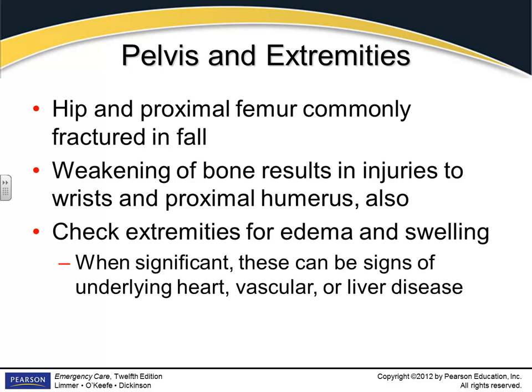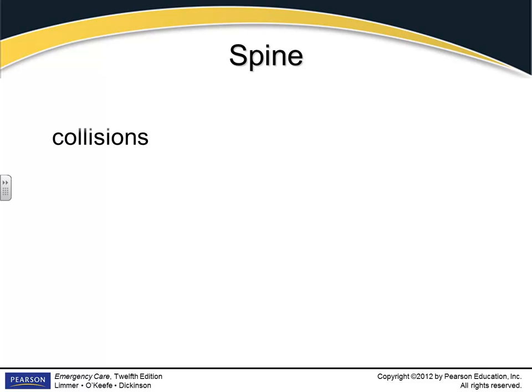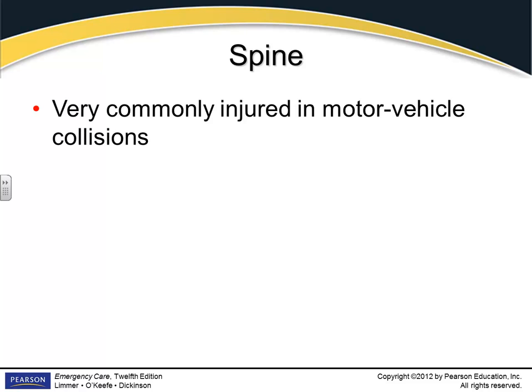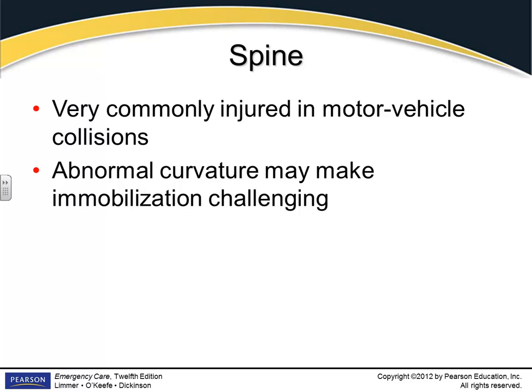Make sure you watch for edema and swelling in the dependent areas. When you see dependent swelling, dependent edema, what's probably the first thing you're going to think about? Congestive heart failure, certainly heart issues. You may also see liver disease causing that. Spine issues: in motor vehicle accidents, they very commonly will injure their spine.